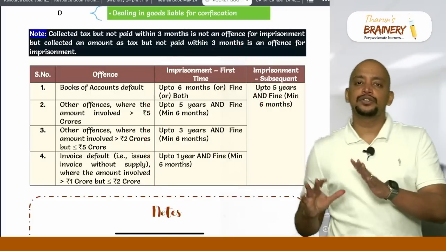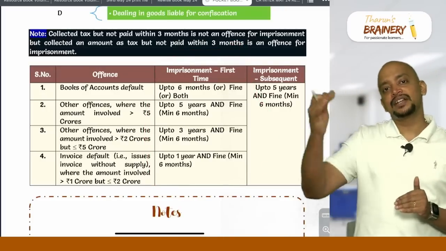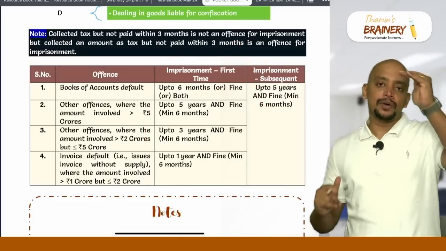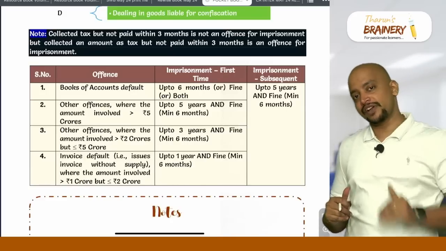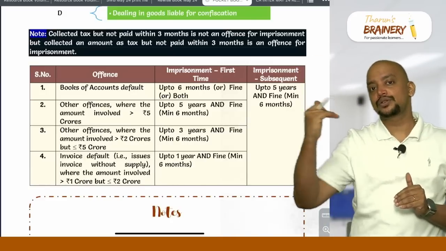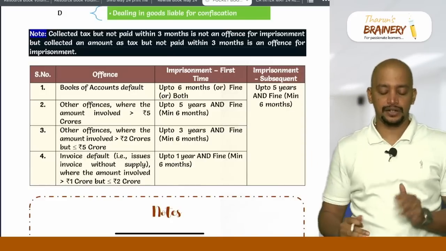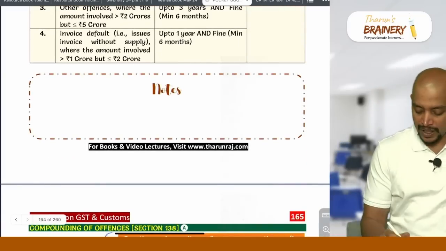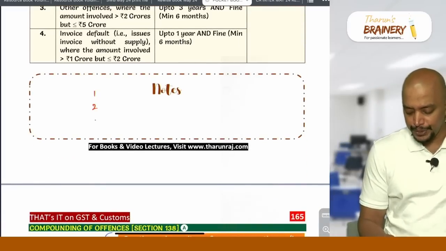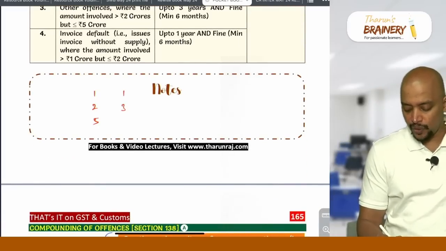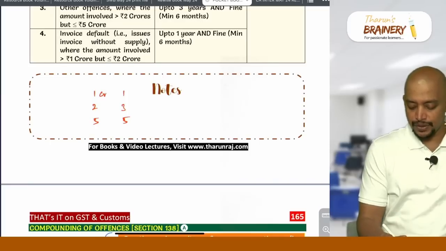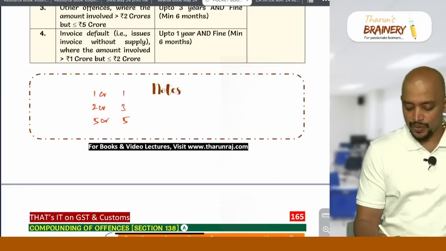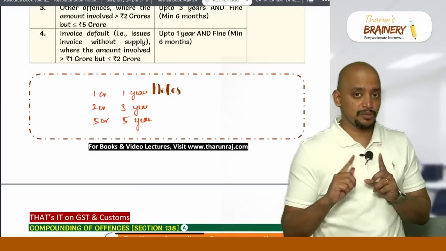Okay, so first you need to remember 1, 2, 5 and 1, 3, 5. So this 1, 2, 5 is crores. Then this 1, 3, 5 is years: 1 year, 3 years and 5 years. But this is the maximum imprisonment.